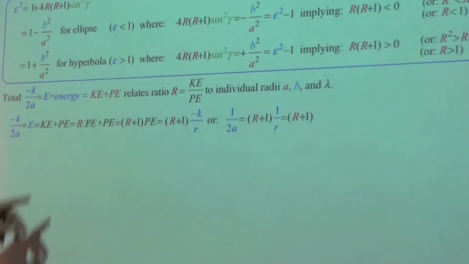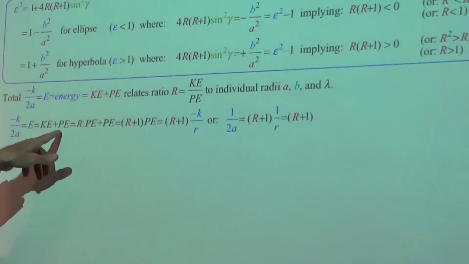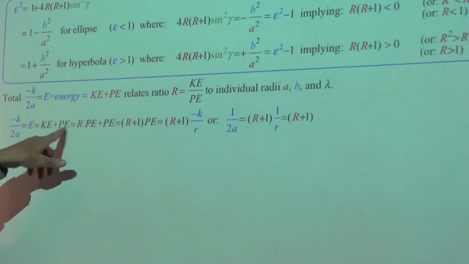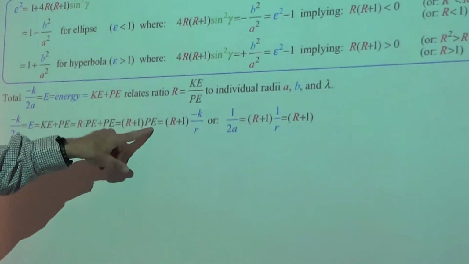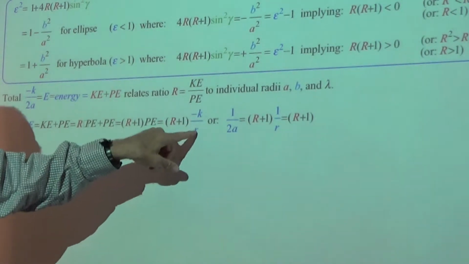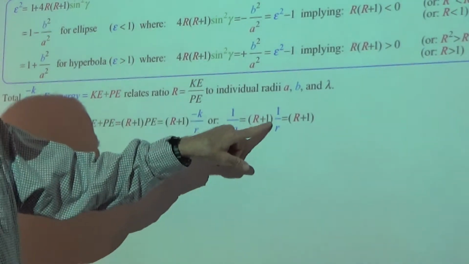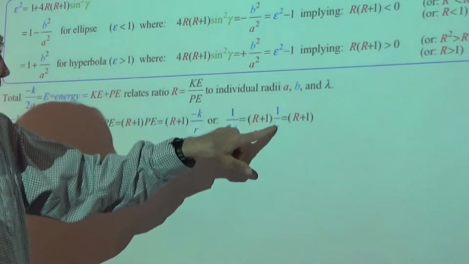Right? Okay, so we're kind of playing with all of this stuff in a nice way here. Okay, so I'm writing this KE plus PE, and the KE is R times PE, so that's where I get an R plus 1 times PE. There's the PE. 1 over 2K is given by R plus 1 times 1 over R.